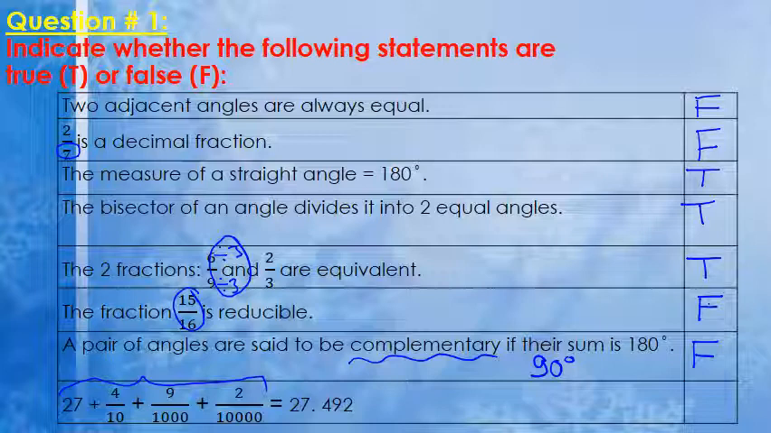27.492? Let's see. 27 is the whole part, so we write 27 point. Now let's start with the decimal part. In the 10th, we have 4, so we write 4. Now we should have 100th. We have no 100th, so we write 0. The 1000th is 9 and the 10,000th is 2, so this statement is false.